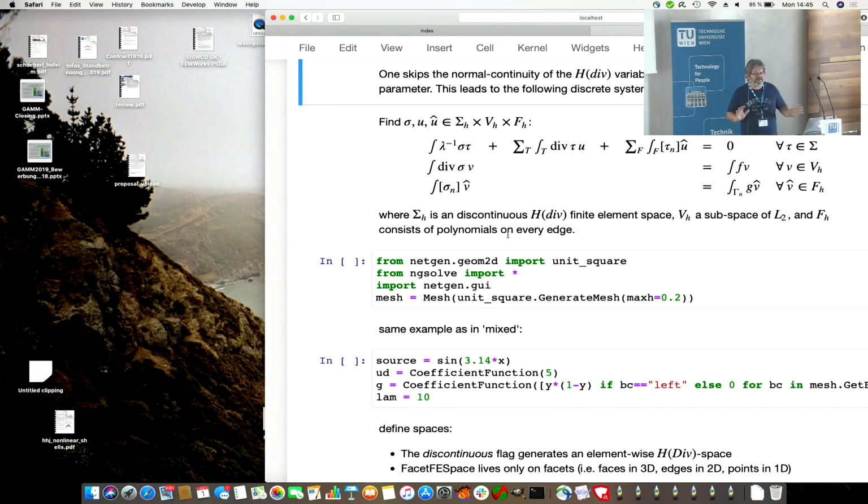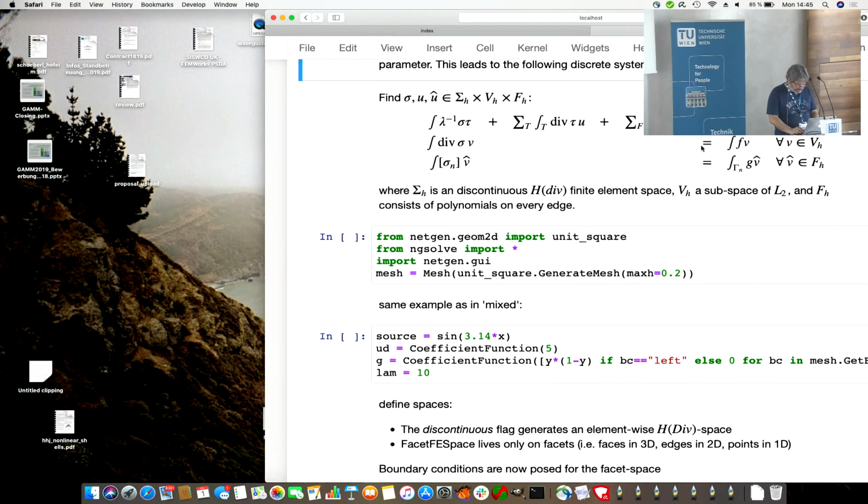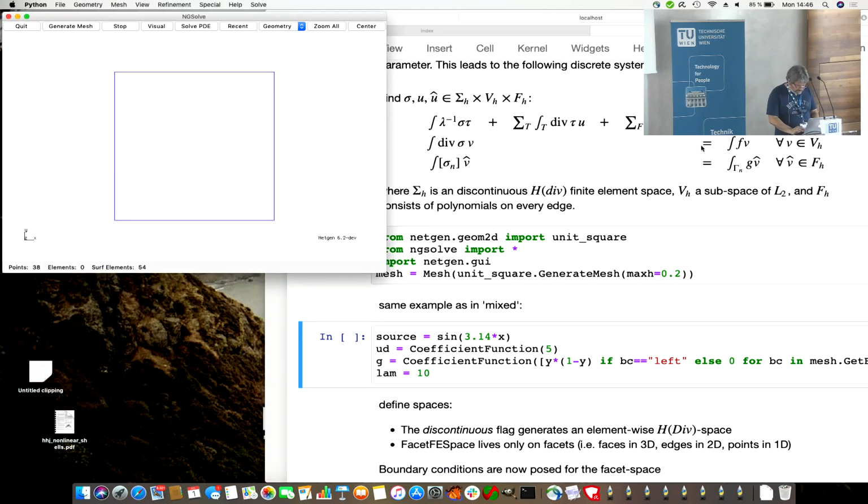I know some people are experts in this and they immediately recognize this system. Some have not seen it before, so it's a bit tough. So I only want to bring it conceptually. So you have the U hat variable as a polynomial on the edges of the discretization, the faces in 3D. Same right-hand side as before.